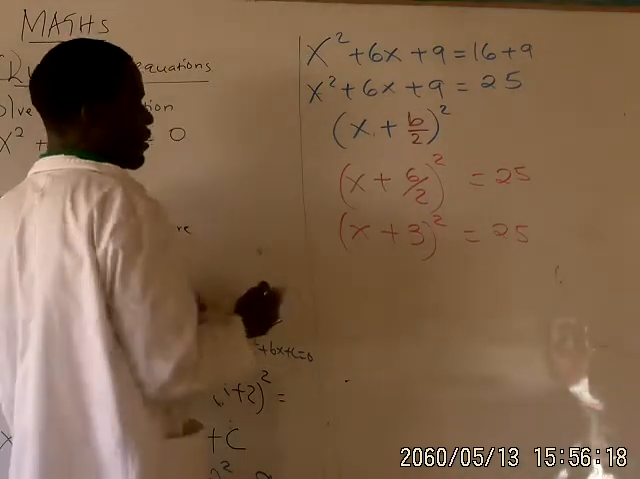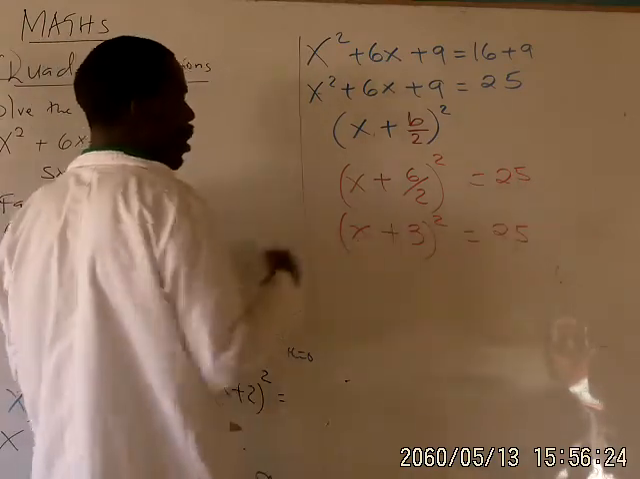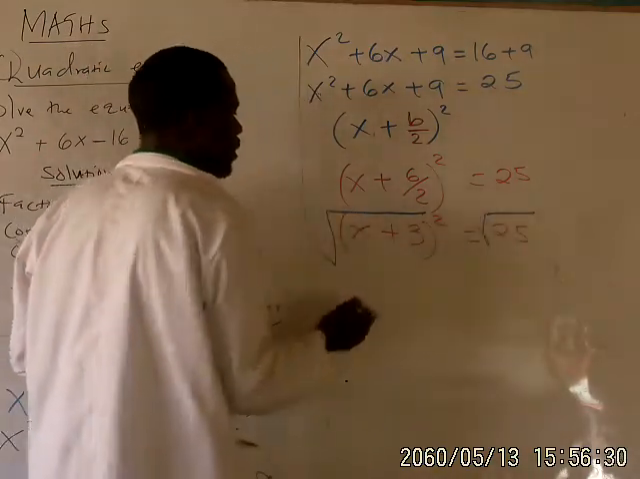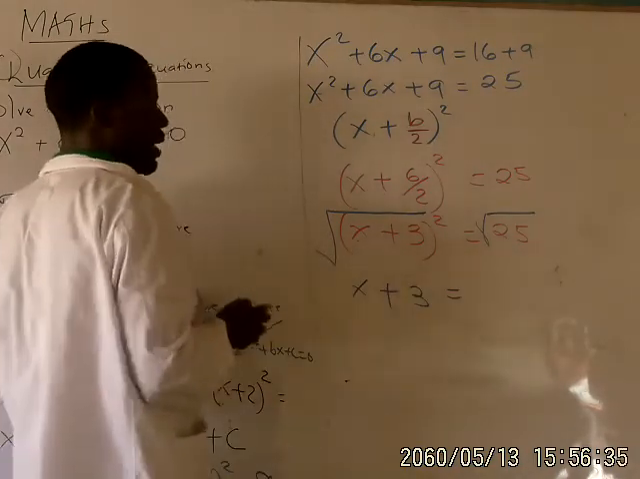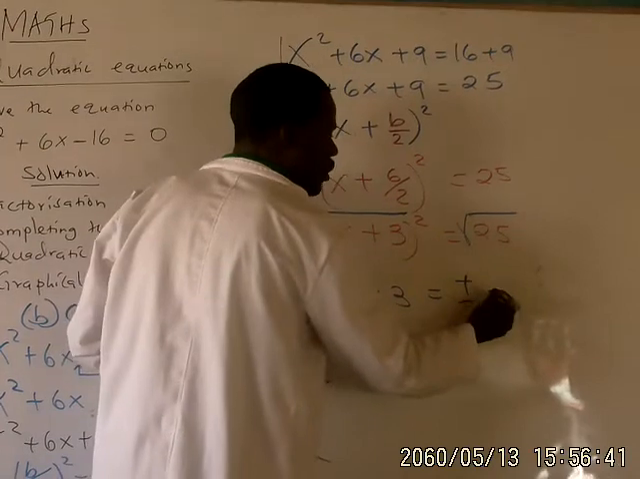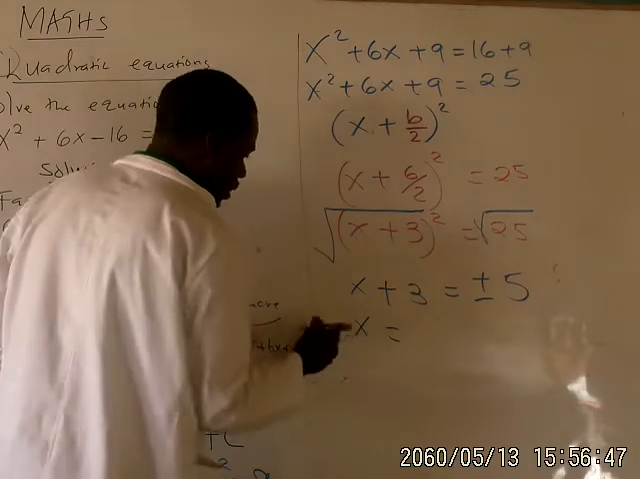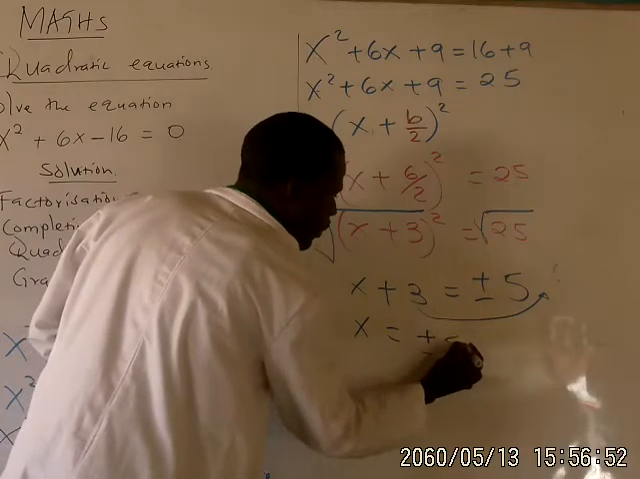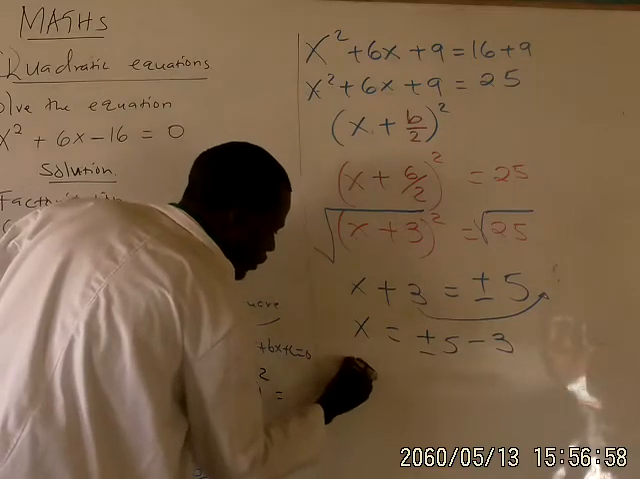Now, the question is, how do I find x? From there it is simple. If there is a square here and there is a number, I square root both sides. So if I square root both sides, what do I get? It will remain x plus 3. But we know, in mathematics, that the square root of a number is either plus or minus. The square root of 25 is 5. Then I take this 3 to the other side. It becomes plus or minus 5, then I subtract 3.